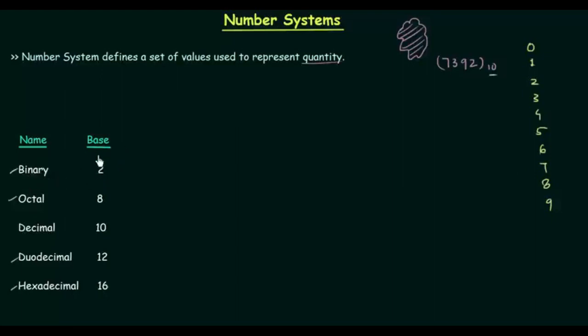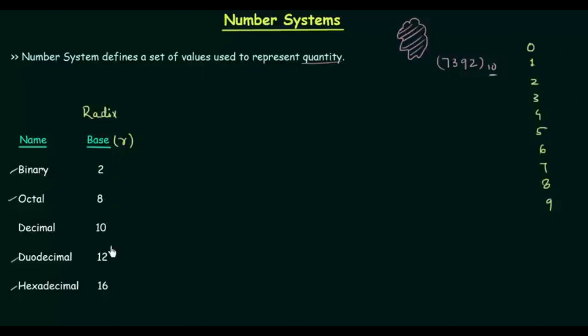Now, what is the base for the binary number system? The base of a number system is also called the radix, and because of this, the notation for base is r. The base will tell us how many distinct digits we have in a number system.